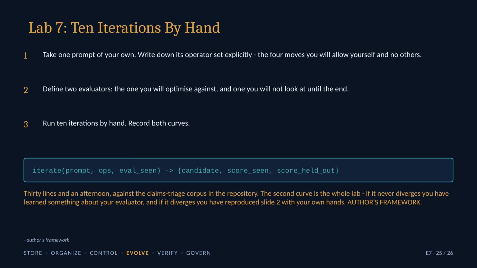The second curve is the whole lab. If it never diverges, you have learned something useful about your evaluator. If it diverges, you have just reproduced slide 2 with your own hands, on your own system. Do not skip the second evaluator. It is the only part of the lab that can surprise you.